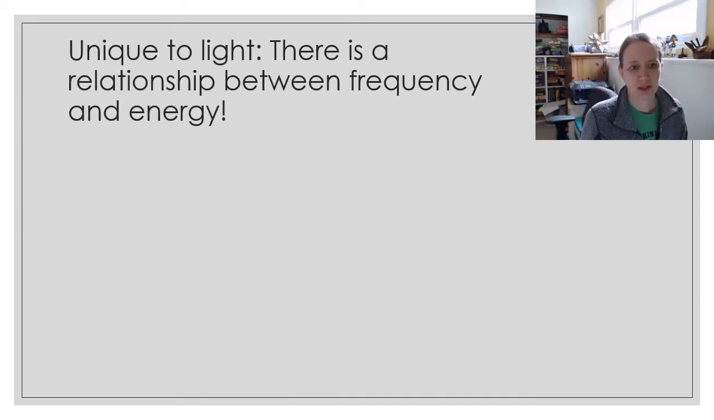So all the stuff we talked about in the last couple slides was sort of application of light to the things that you probably learned about in earlier physics classes. There is one thing that is really unique and important, a difference about light. And that is that for light waves, there is a relationship between frequency and energy.